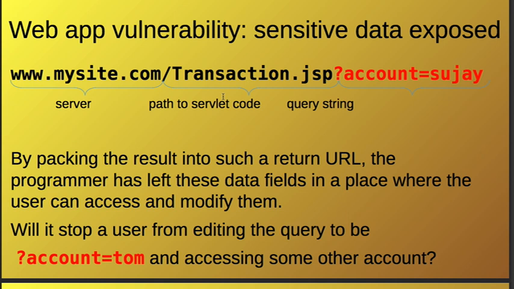what would happen if the user goes up here, backtracks or deletes these characters, and puts in Tom instead, or something like that? Would they actually be able to switch from looking at the Sujay account to the Tom account, which maybe they're not supposed to see? Maybe Tom is a system admin and you're not supposed to get this information. But if the user can edit the URL, what happens? You might have to have some server-side checking to make sure that the user cannot arbitrarily change these fields.